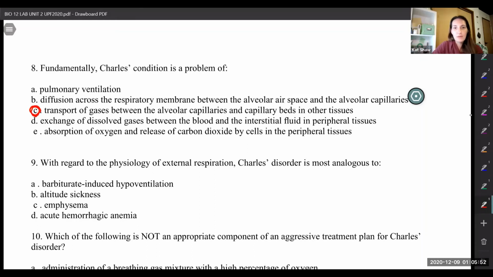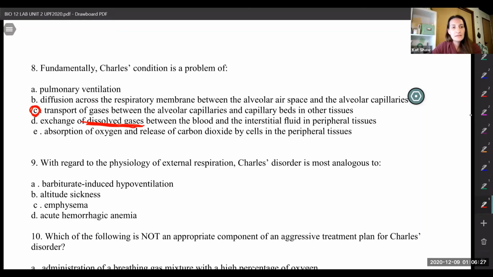Then D would not be an option because it's saying exchange of dissolved gases between the blood and the interstitial fluid to the tissues in the body. The key here as to why this is incorrect is there's no problem with the dissolved gases. Those are at normal levels within the plasma. And that's actually the only oxygen really that the tissues have access to, is that's dissolved in the plasma due to this carbon monoxide poisoning.